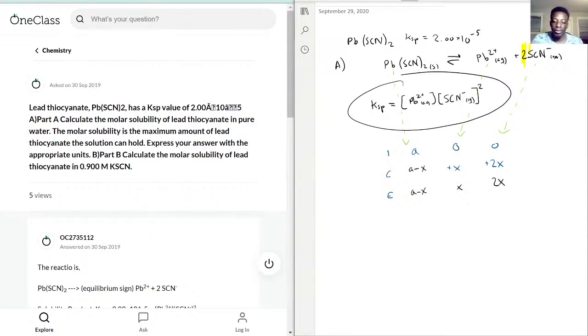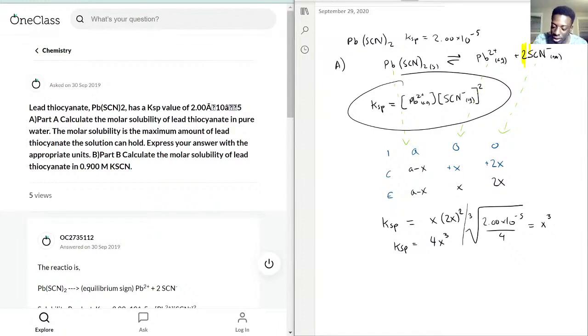That means that the Ksp for this one, if you just plug it in, is going to be x times 2x squared. So Ksp is equal to 4, because it's squared, and instead of x squared, because it's an extra x, it'll be 4x cubed. So now let's just plug it in. That means that the 2.00 times 10 to the negative 5 is going to be divided by 4, and that's going to give us x cubed. So all of this is going to be cubed, I mean, the opposite of that.